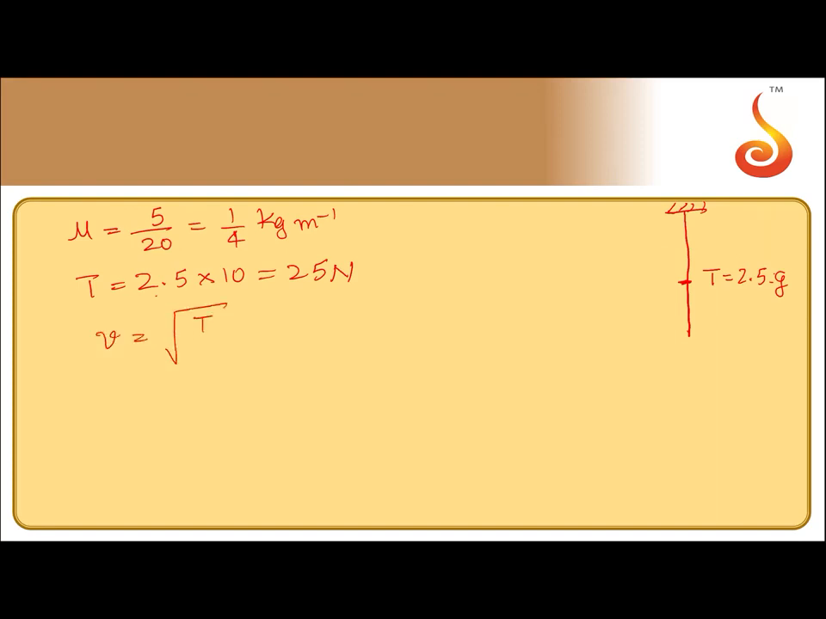So v is equal to root of T by mu, just substitute and simplify. That is 25 divided by 1 by 4, that is root 100, it is 10 meter per second. That is option E.